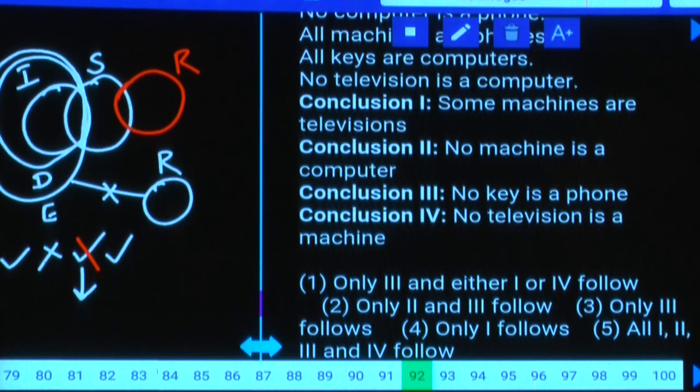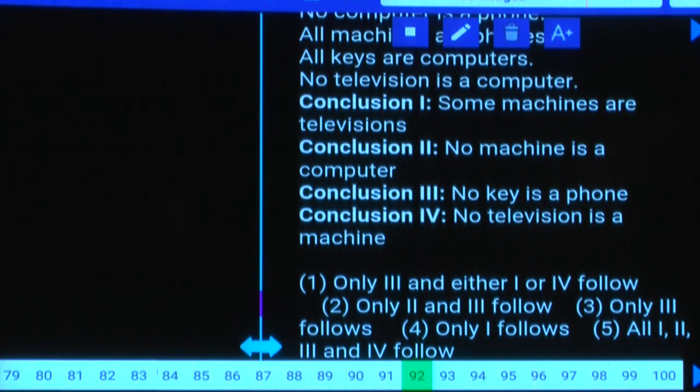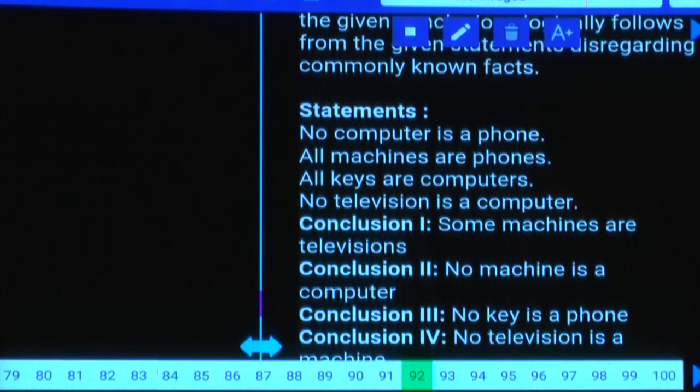Done with this? 91, choice 3. Then question number 92. Now in this question number 92, tell me what are the statements. No computer is a phone. All machines are phones.